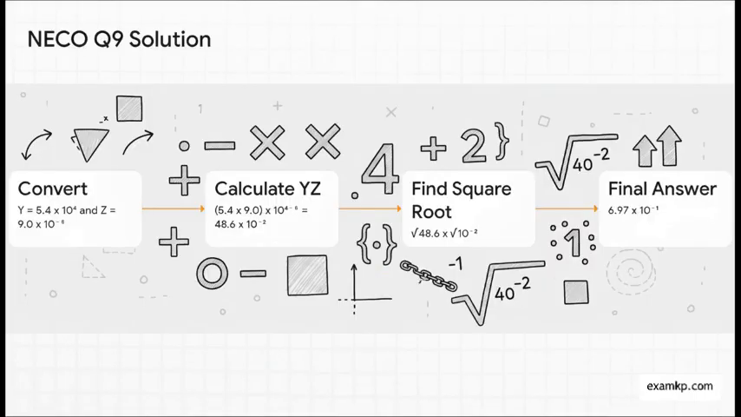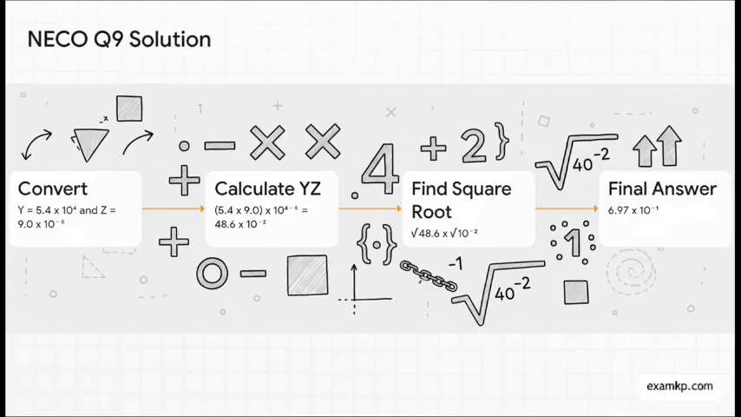Okay, we're going to follow a very clear process here. First, we convert both numbers, then we multiply them, and finally we apply the square root rule to both the number part and the exponent part. And remember, the square root of 10 to the power of -2 is 10 to the power of -1. Why? Because you just divide the exponent by 2.